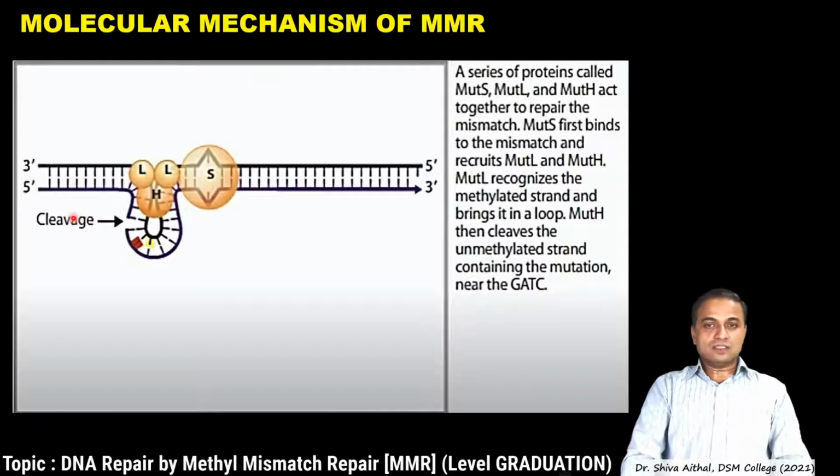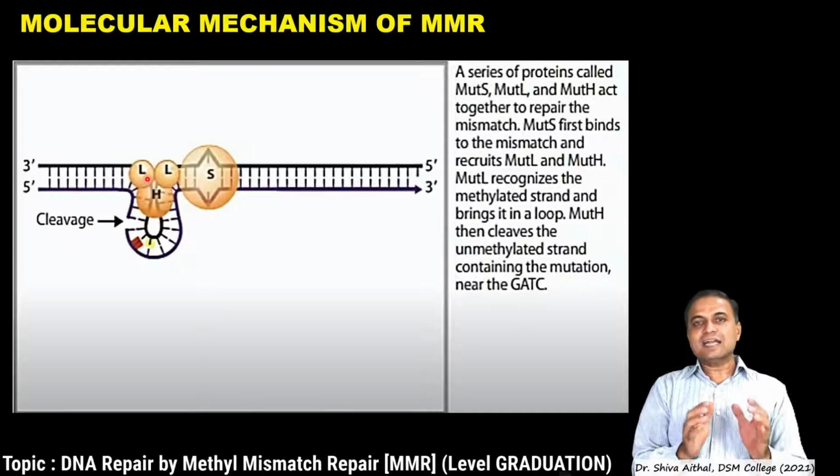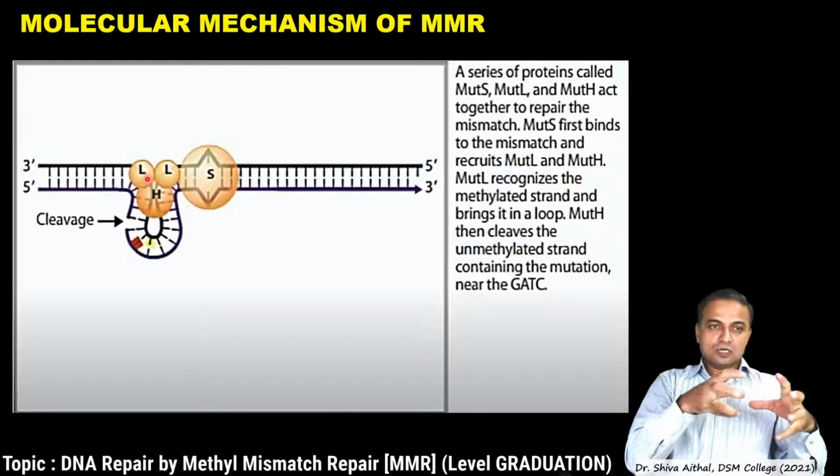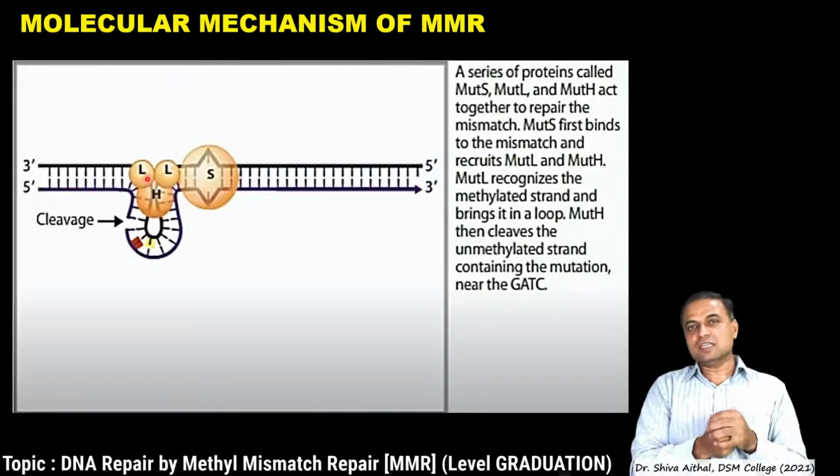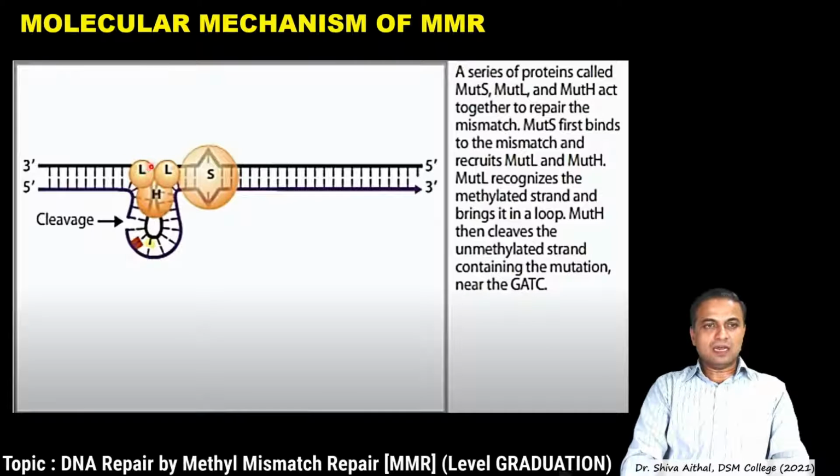Then there is a looping of the MutL. It recognizes the methylated strand and brings it in a loop. You can see it brings it in a loop. That's why it's called MutL. Mut stands for mutator genes. All these proteins which act on the genes where mutation is there are mutator genes. So MutL may be for the formation of the loop. Okay, MutH then cleaves the unmethylated strand.